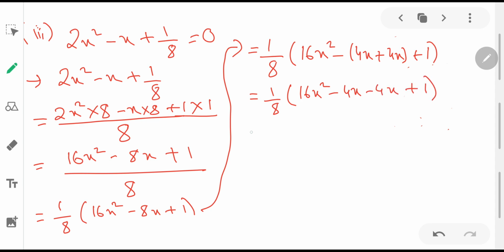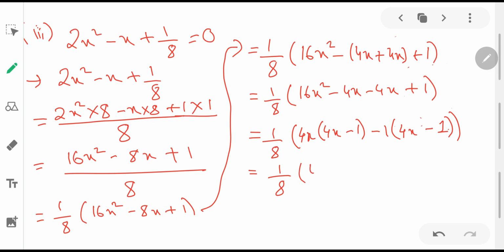So from the first two terms, we can take 4x as common. 4 into how much is 16? It is 4. 1x is remaining here, minus 1. From the third and fourth terms, there is nothing common, so we can take minus 1 as common. So minus 1 into how much is 4x? It is 4x. Here we require plus, so we need to give minus, only then minus will become plus. 1 into 1 is 1. So here we have got 1 by 8 into 4x minus 1 into 4x minus 1.